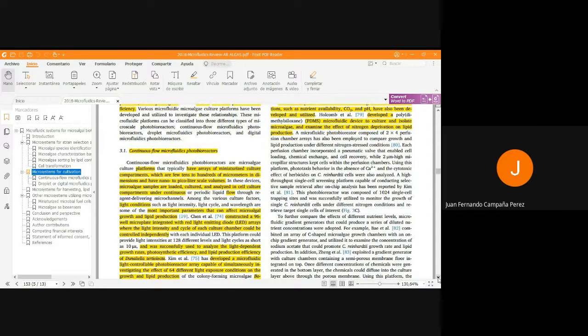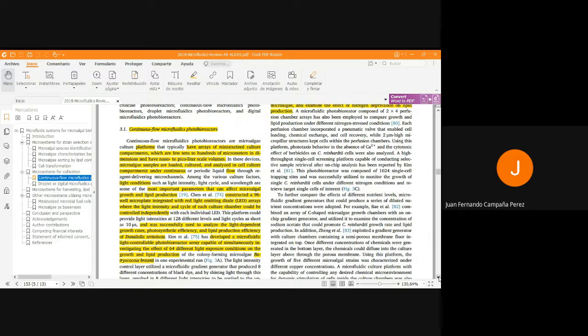These systems are platforms that have arrays of miniaturized culture compartments, which are a few tens to hundreds of micrometers in dimensions and have nano to picoliter scale volumes. In these platforms, the microalgae samples are loaded, cultured, and analyzed in cell culture compartments under conditions with liquid flow. The culture factors are light conditions, like light intensity, light cycle, and the wavelength. As we know, these are the most important parameters that can affect the microalgal growth and lipid production.